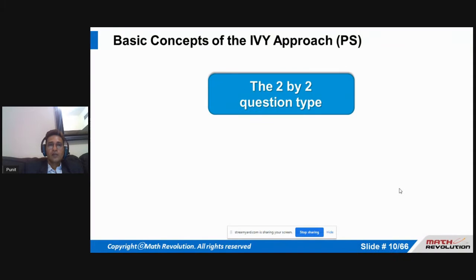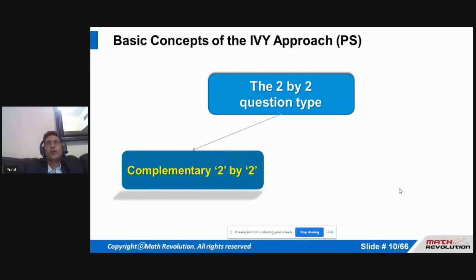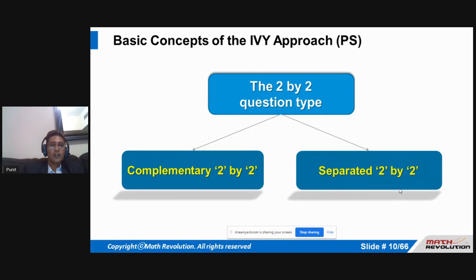Let's talk about the 2 by 2 question type. There would be a dealing between the variables. Suppose I went to buy apples and oranges. Apples and oranges are entities, so I would have the unit price for them, and I will buy them in terms of quantity. So now apples and oranges are the separated 2 by 2. They're not the complementary 2 by 2.